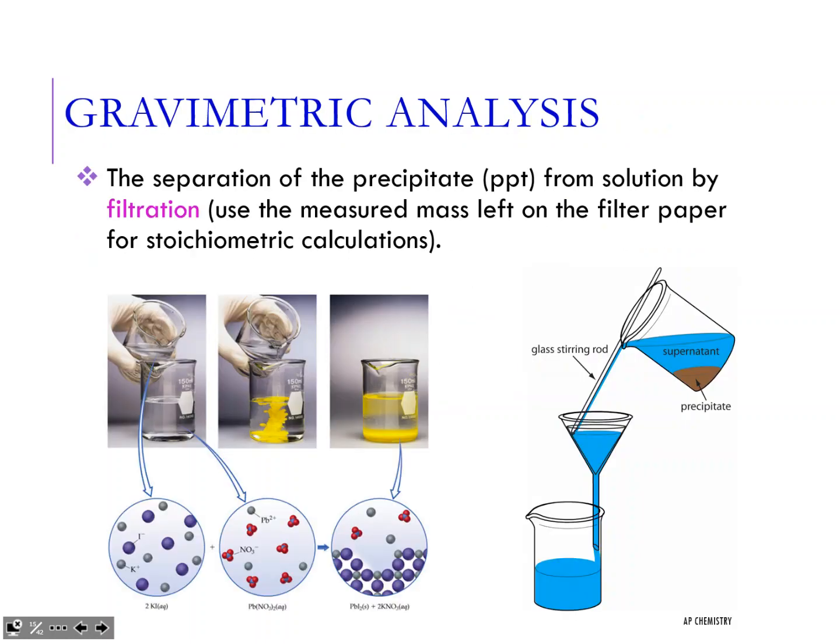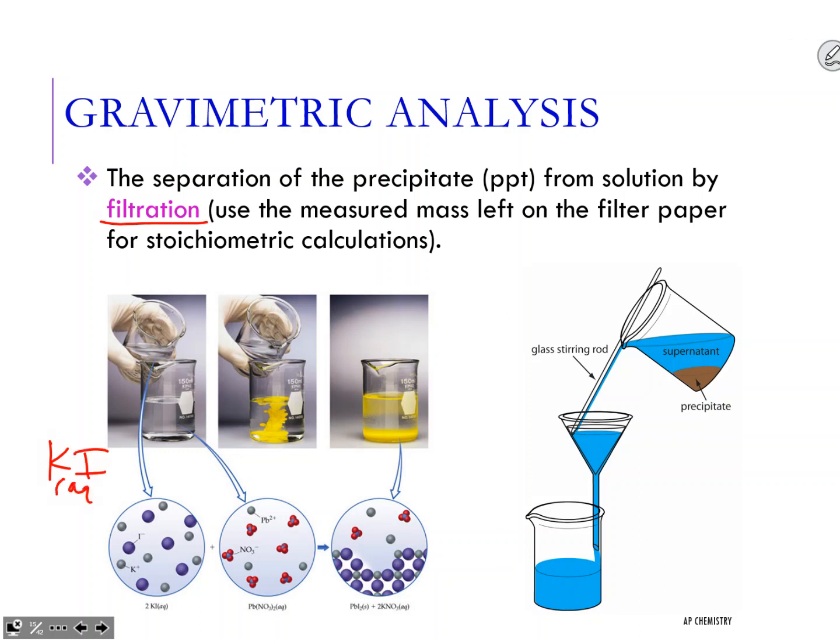Now we're going to do a lab next week using the gravimetric analysis idea. Basically, what you can do with precipitation reactions, you can filter them and find the mass of the dried product. You find the mass of the dried product, and then you can do the stoichiometry to find anything else in the reaction.